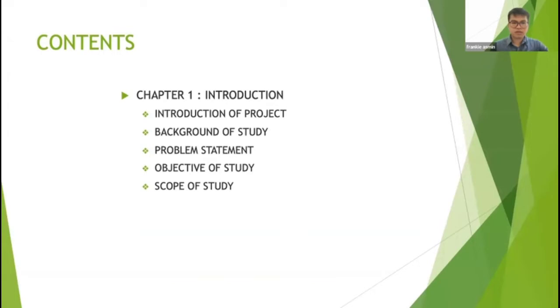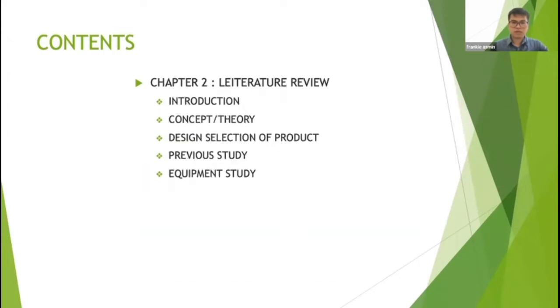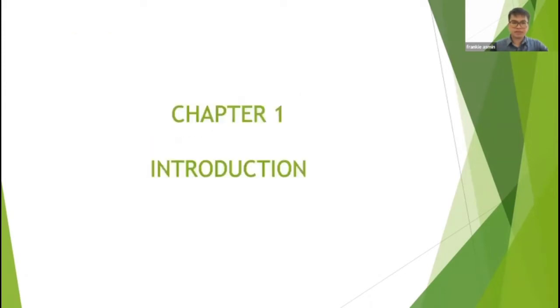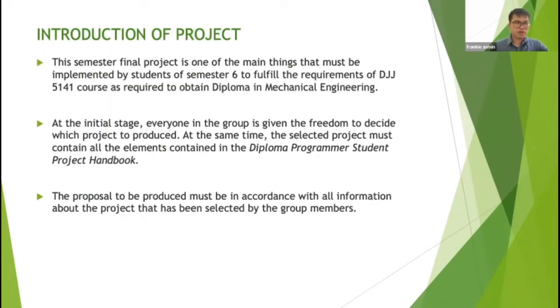In this presentation, we have three chapters. Chapter 1, Introduction, Chapter 2, Literature Review, and Chapter 3, Methodology. This semester final project must be implemented by semester 6 students as a requirement of the DJJ 5141 course to obtain a Diploma in Mechanical Engineering.